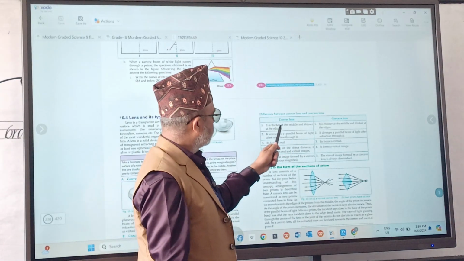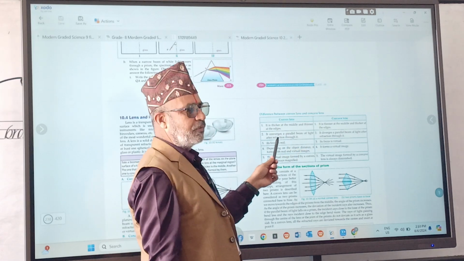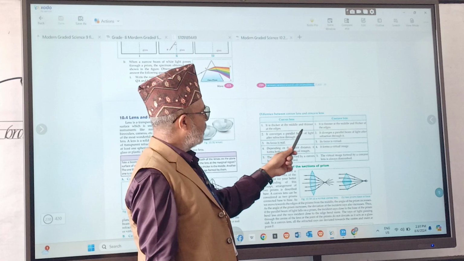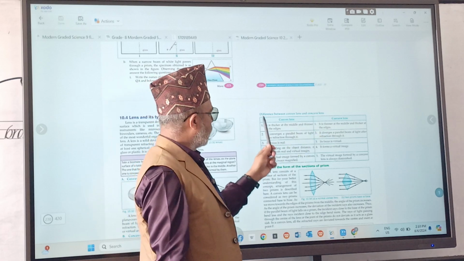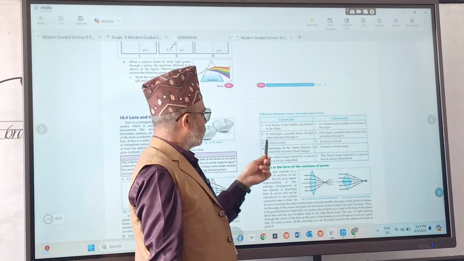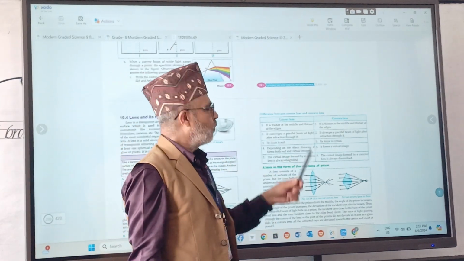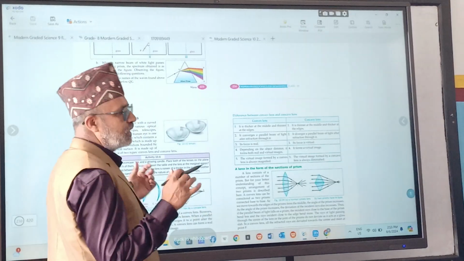So there are two types of lenses. What are they? Convex lens and concave lens. So what is the first difference? Thicker at the middle, thinner at the middle. Converges the parallel beam of light, diverges the parallel beam of light. Third point, can you see what is given as the third point? Focus is real, focus is virtual. Okay, what is real, what is virtual?